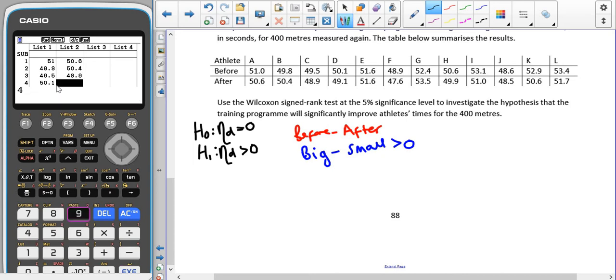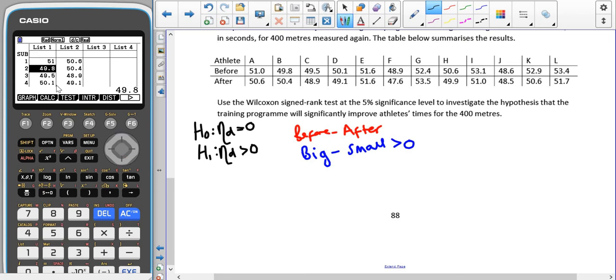48.9, 49.1, 51.6, 47.6, 53.5, 49.9, 51, 48.5, 50.6 and 51.7. So I've obviously typed something in wrong here because I have one extra in one column than I do in the other. So I need to go back and double check that I've entered everything correctly.